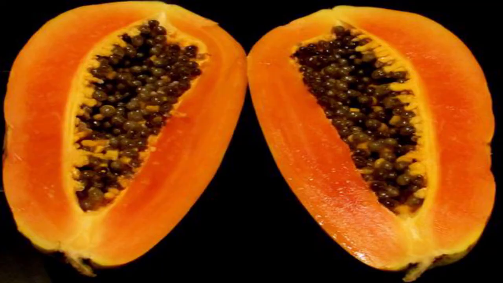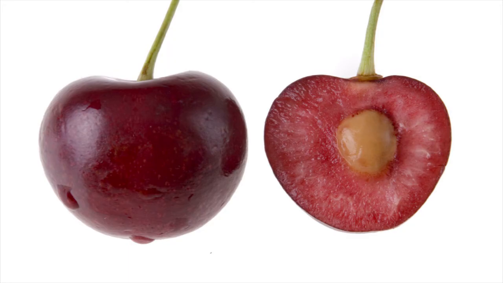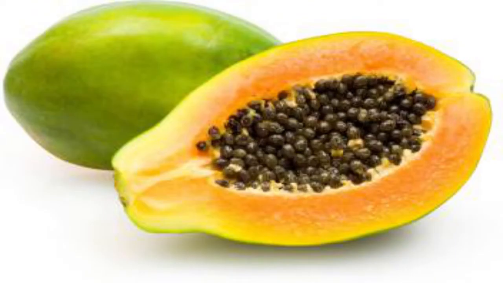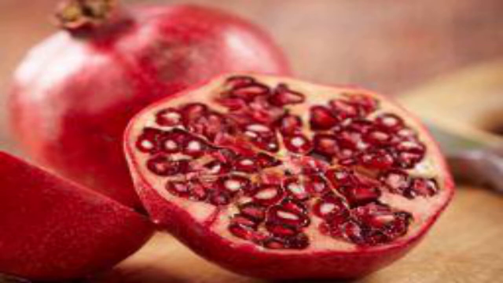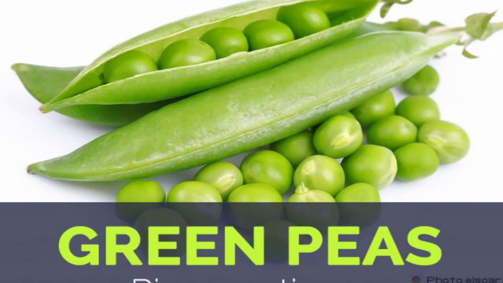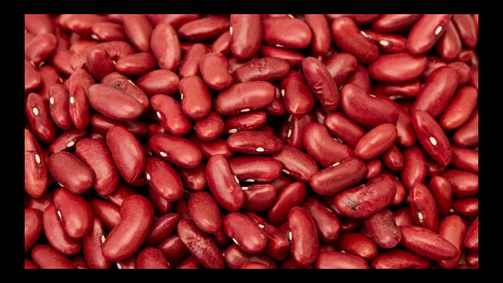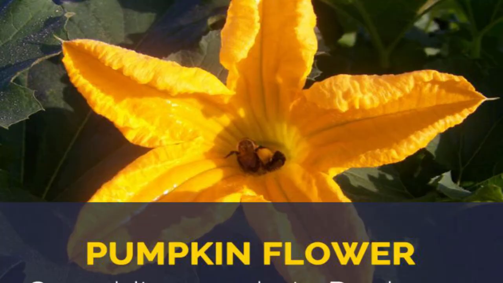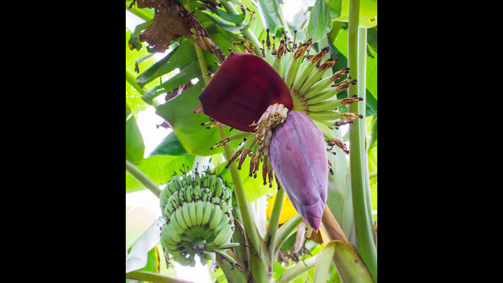There can be any number of seeds in a fruit. Some fruits like mango, plum, and cherry have one seed. Some like watermelon, papaya, and pomegranate have many seeds inside them. We also eat some seeds like green peas, beans, rice, wheat, etc. We also eat flowers like the pumpkin and the banana flower.